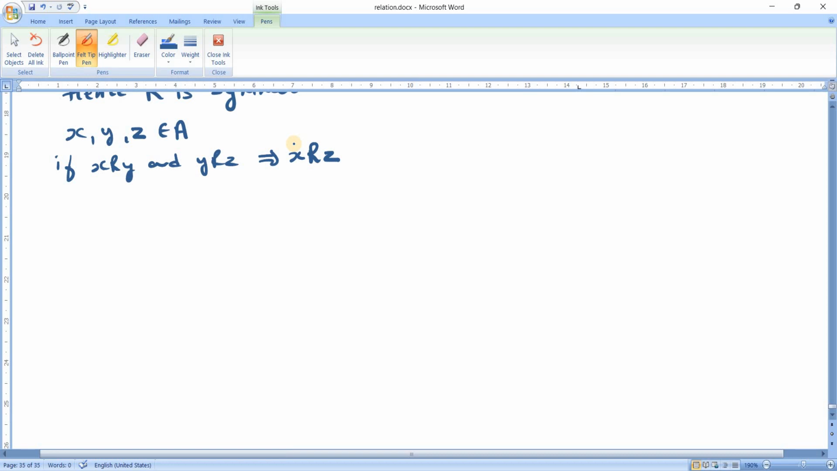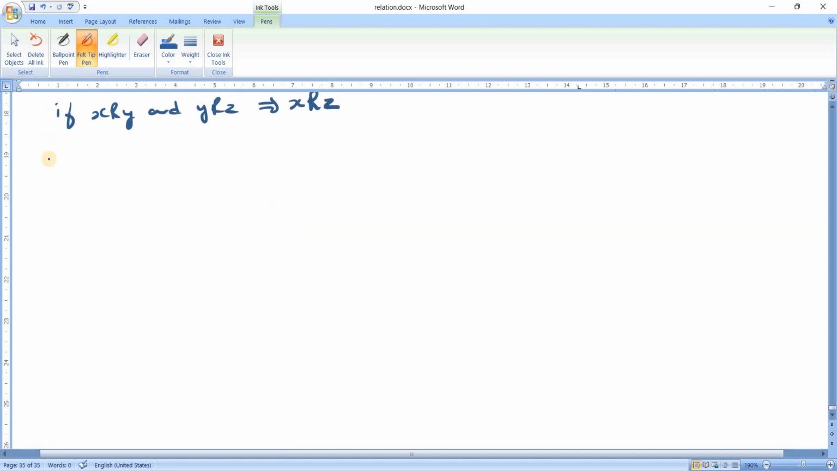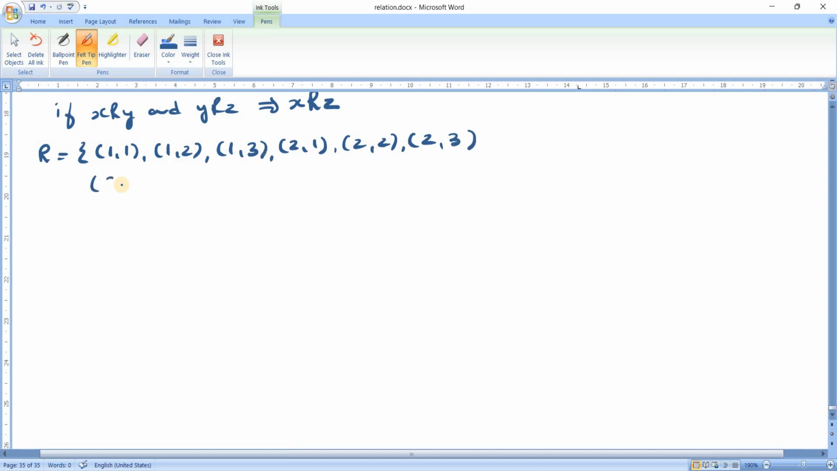For that, we need to frame conditions. Let me rewrite this relation R here again, so that we can frame the conditions. So we have 1 comma 1, 1 comma 2, 1 comma 3. We have 2 comma 1, 2 comma 2. I'm just copying it from above. 2 comma 3, and then we have 3 comma 1, 3 comma 2, and we also have 3 comma 3. So this is the relation.